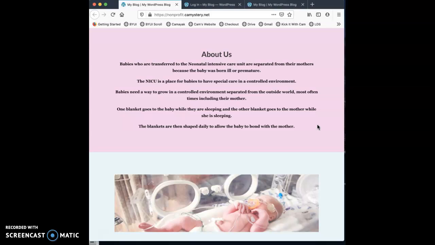So one heart goes to the mom that she will sleep with. Then the other heart goes with the baby, and that baby will sleep with it. Then they will switch the hearts in the daytime, so that way the baby can bond with the mother without physically touching.